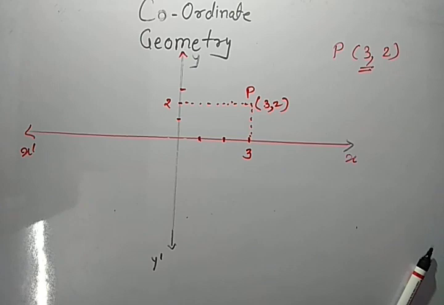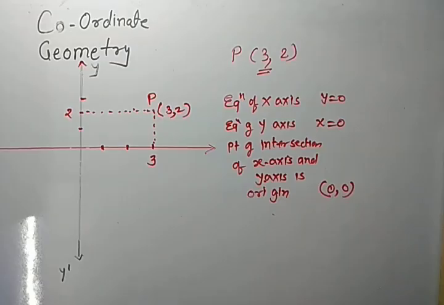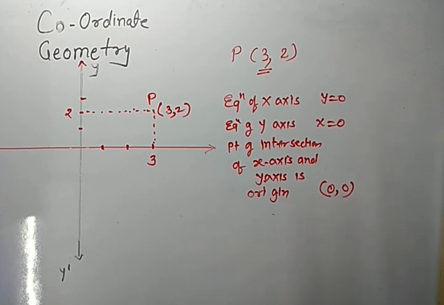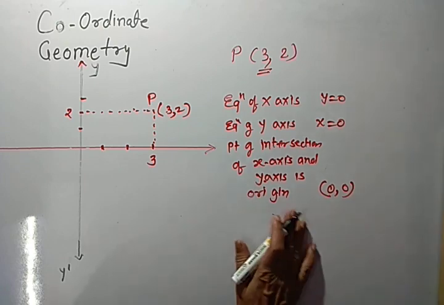Remember always, what is the equation of the x-axis? The equation of the x-axis is y = 0. What is the equation of the y-axis? The equation of the y-axis is x = 0. The point of intersection of the x-axis and y-axis is the origin, given by (0, 0).